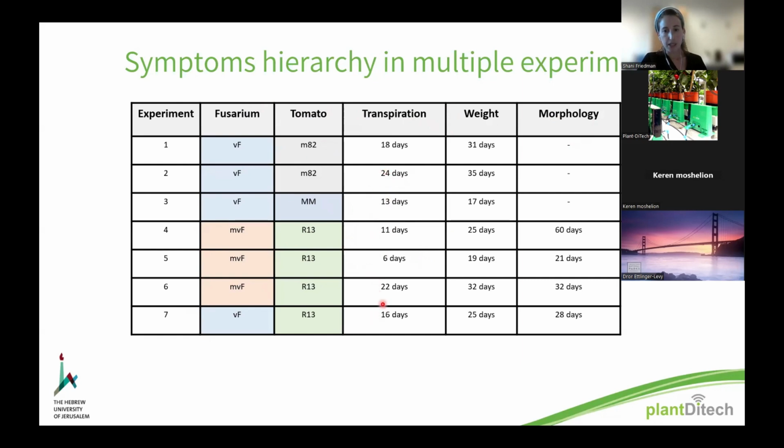In all the experiments, transpiration was the first one to differ. Next was plant net weight, and lastly visual symptoms appeared. So just from this overview, you can see that the plant array system provides early detection before visual symptoms appear.